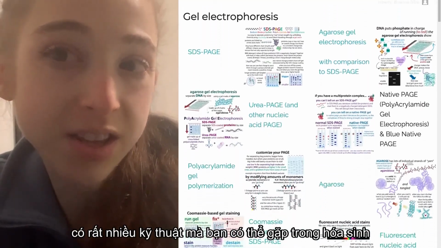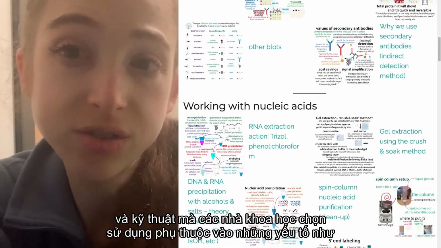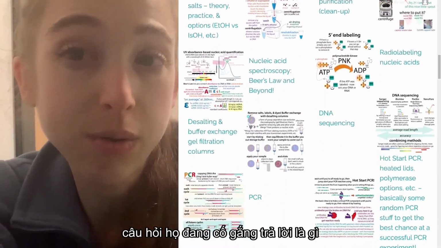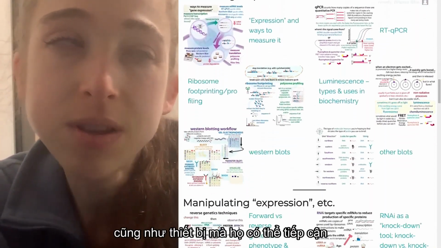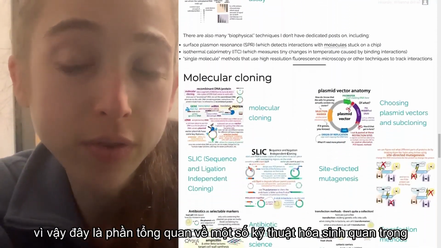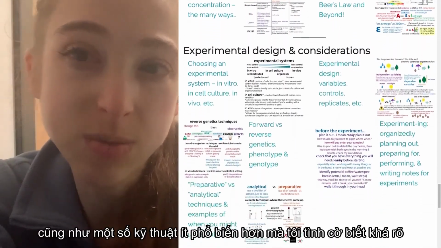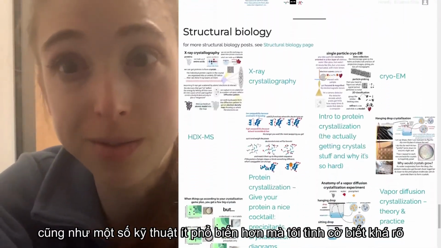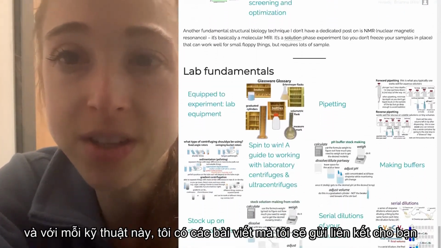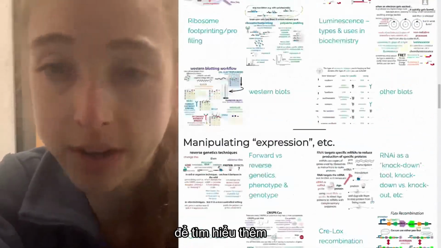There are tons of techniques that you might encounter in biochemistry, and what technique scientists choose to use depends on things like what questions they're trying to answer, as well as what equipment they have access to. And so here is an overview of some key biochemistry techniques, some of the main ones, as well as some more obscure ones that I just happen to know a lot about. And with each of these, I have posts I will link you to for more information.